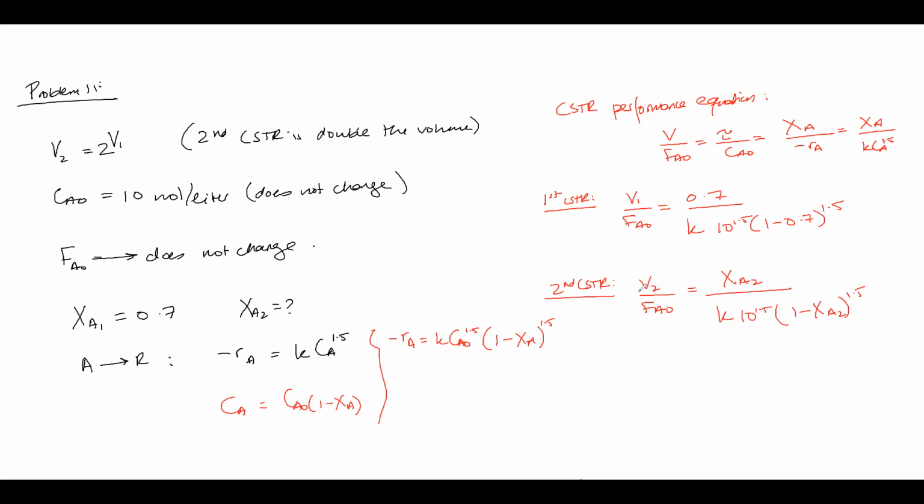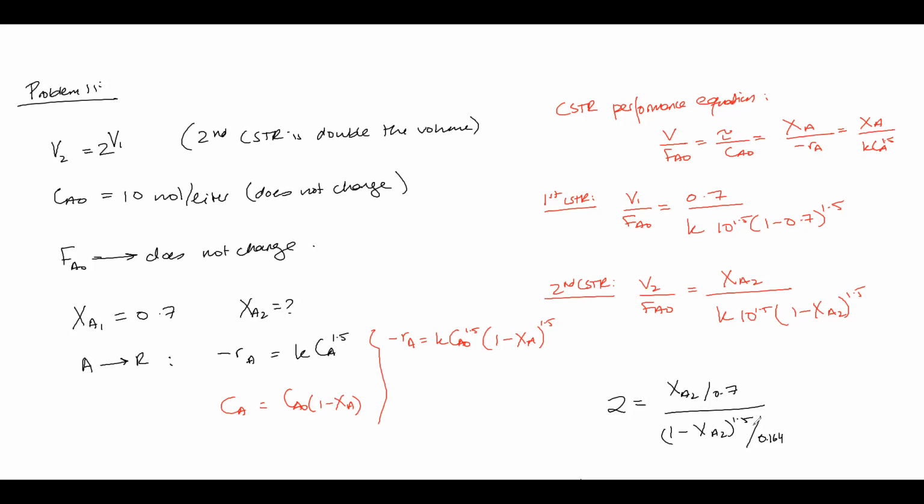V2 divided by V1 is 2, the FA naughts cancel out, so I'm going to get 2 is equal to XA2 divided by 0.7, divided by 1 minus XA2 to the 1.5, divided by 1 minus 0.7 to the 1.5, which is equal to 0.3 to the power 1.5. This is equal to 0.164.